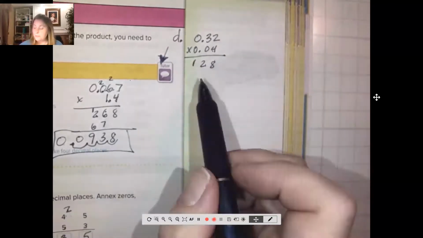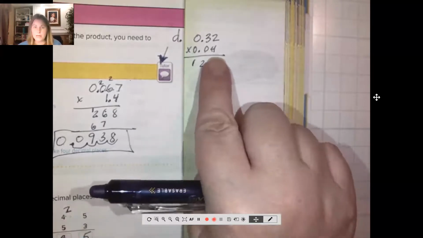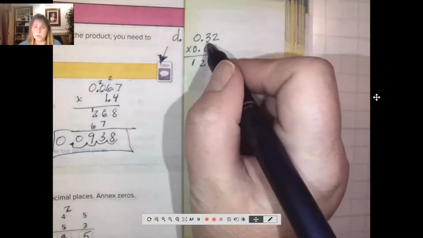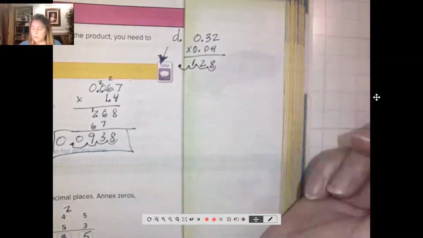Personal preference. This is a 0, this is a 0, so there's nothing more for me to multiply. And that's why I wanted to have the 4 in the second row. And then in my problem, I have how many decimals? 1, 2, 3, 4. I have 4 decimals. So 1, 2, 3, 4 decimals. I put my decimal point here.